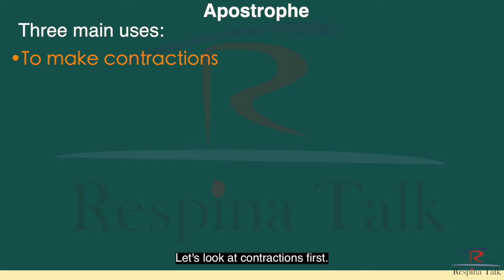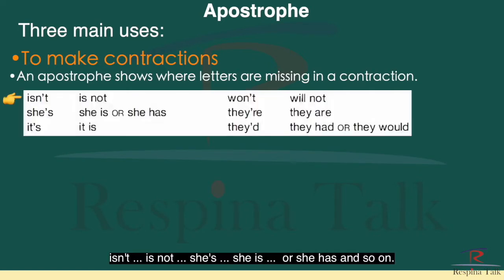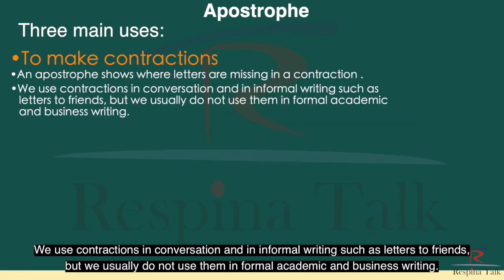Let's look at contractions first. An apostrophe shows where letters are missing in a contraction. Look at these examples. Isn't, is not. She's, she is, or she has, and so on. We use contractions in conversation and in informal writing, such as letters to friends. But we usually do not use them in formal academic and business writing.